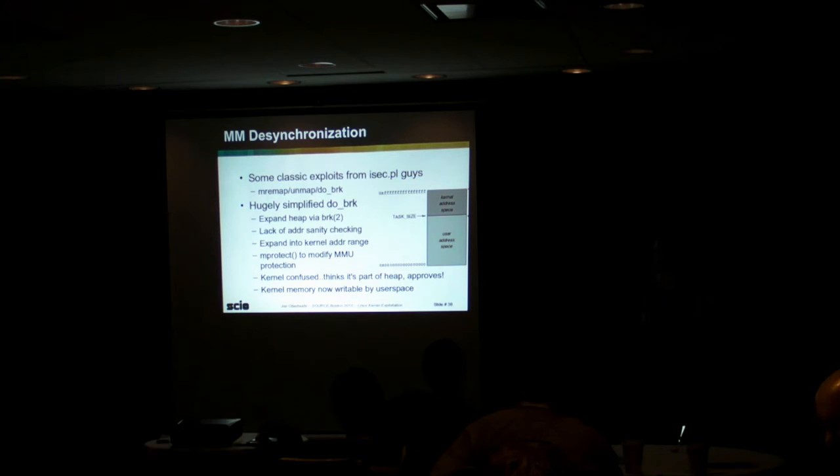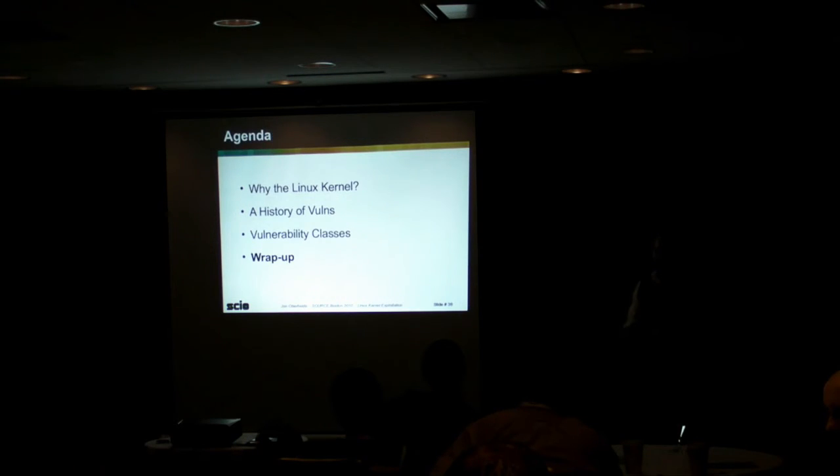And then when we call mprotect to modify the protection, since the kernel address space is protected with the page table permissions, mprotect would say, hey, this memory is part of the heap. I'll go ahead and modify those MMU values for you. So then kernel address space becomes writable by user space, and you can escalate your privilege that way.